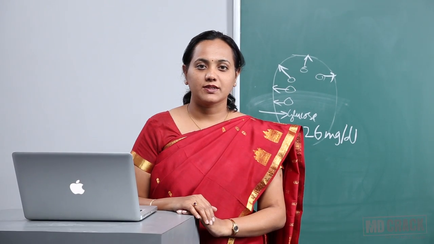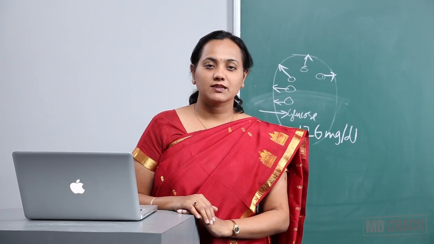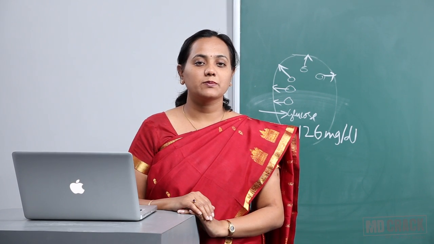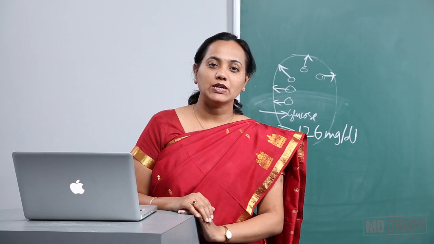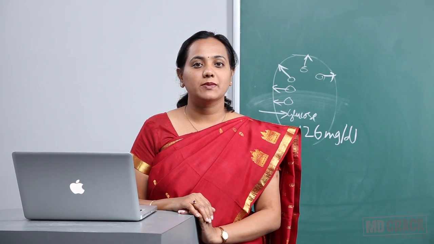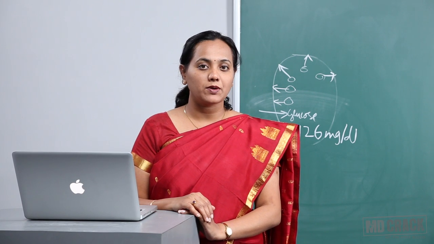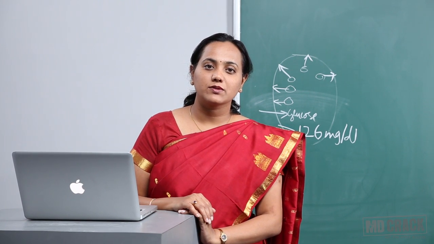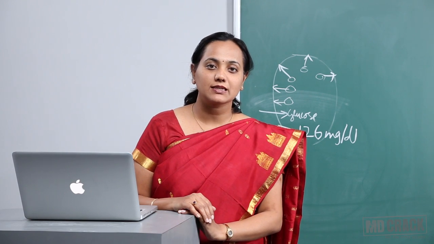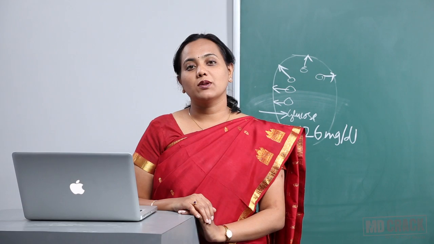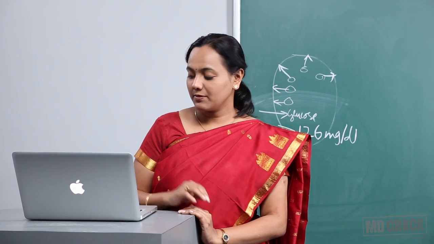Welcome back, dear students. Now, in the previous session, we saw what is meant by diabetes mellitus. When do we say anybody is having diabetes mellitus? It all depends upon the fasting blood glucose level. If it is more than 126 milligrams per dl, we call them as having diabetes mellitus.